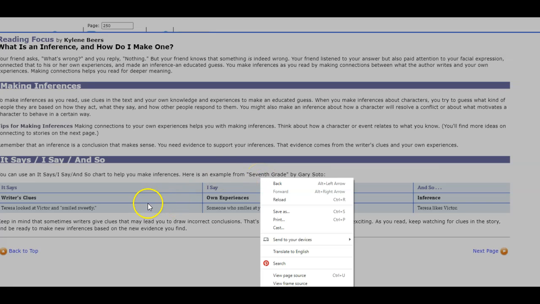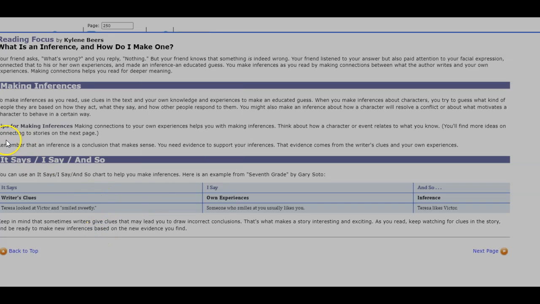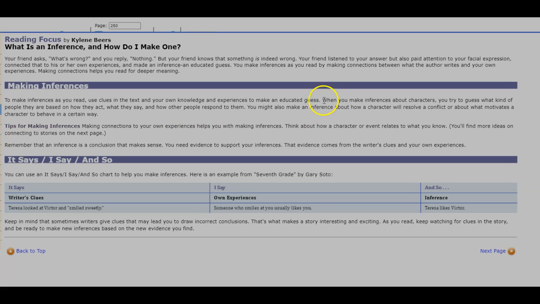When you make inferences about characters, you try to guess what kind of people they are based on how they act, what they say, and how other people respond to them. You might also make an inference about how a character will resolve a conflict or about what motivates a character to behave in a certain way.